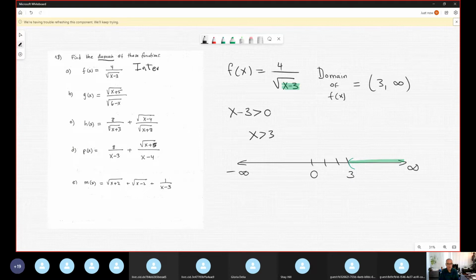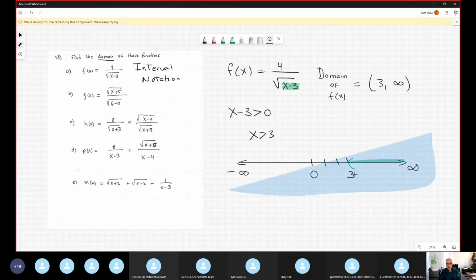Is the notation more clear? Otherwise it is confusing. You can write it like that, x such that x greater than 3, and in the end it is equivalent. But in order to avoid any confusion in the test, use interval notation. Clear? Yes. Let's move on to the next.